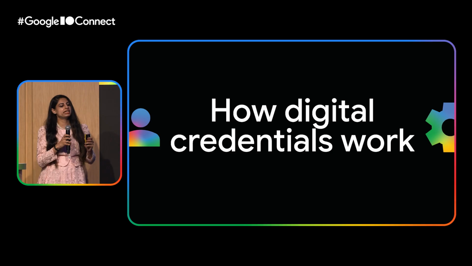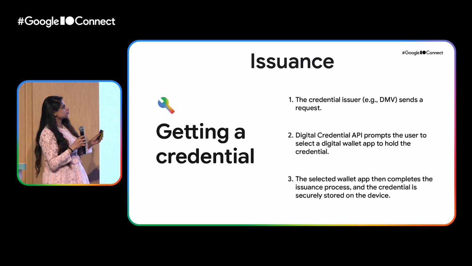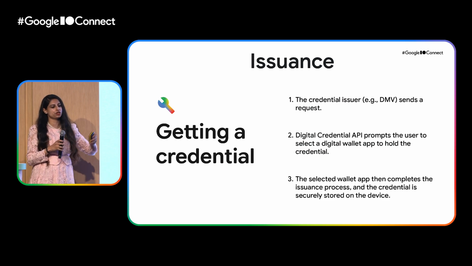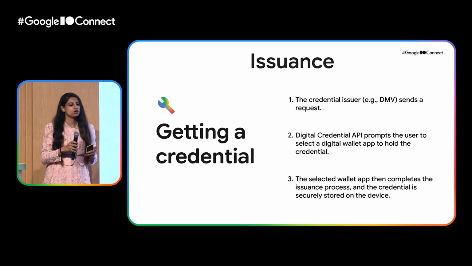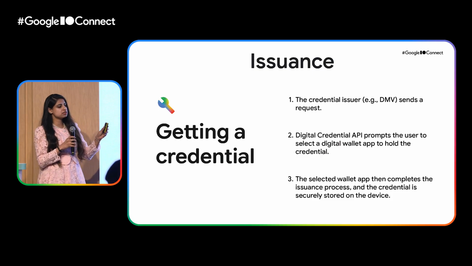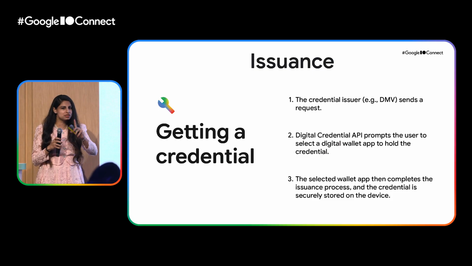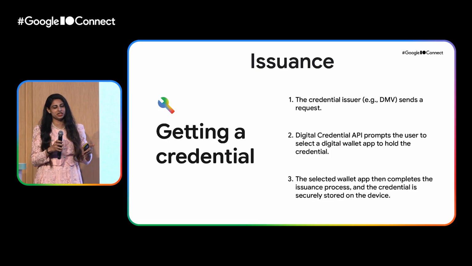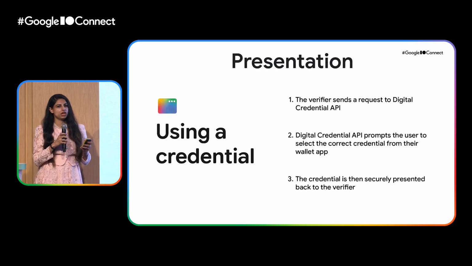Now that we know the players, let's trace the data flow for both getting a credential and using a credential. Let's start with issuance, getting the credential on your device. So first, the issuer triggers a request, which goes through the Android Credential Manager API. It will prompt to ask which wallet you want to use. Once the wallet app is selected, the app uses a signed certificate to securely exchange these credentials with the issuer, and the credentials are securely saved on your device. Now we have it in the wallet.